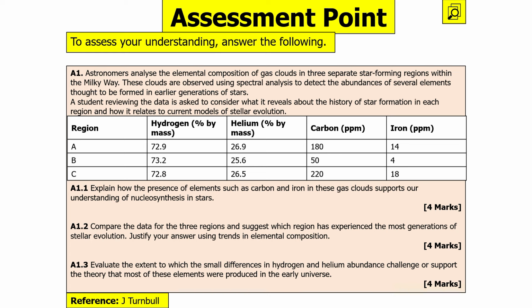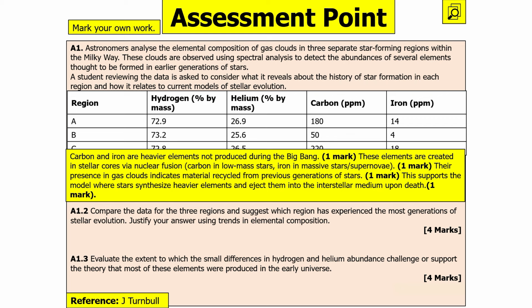Compare the data for the three regions and suggest which region has experienced the most generations of stellar evolution. Justify your answer using trends in elemental composition, and then evaluate the extent to which the small differences in hydrogen and helium abundance challenge or support the theory that most of these elements were produced in the early universe. So pause the video now, then unpause the video when you want to go through your answer. The carbon and iron are heavier elements not produced during the Big Bang.